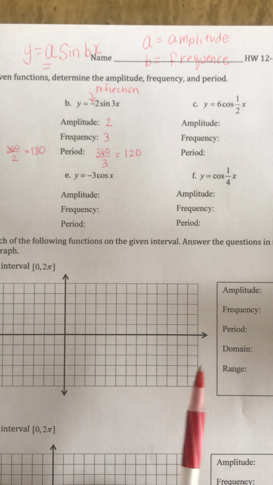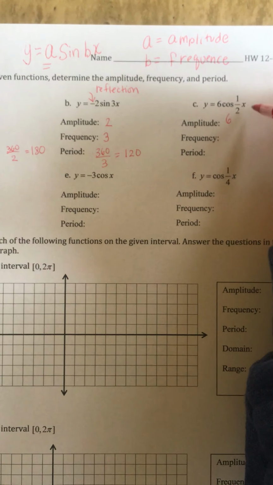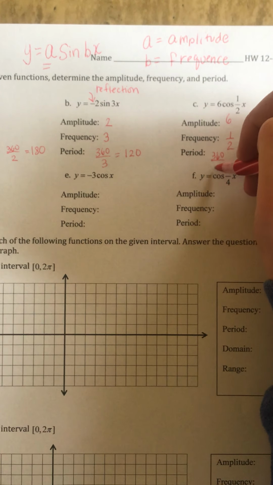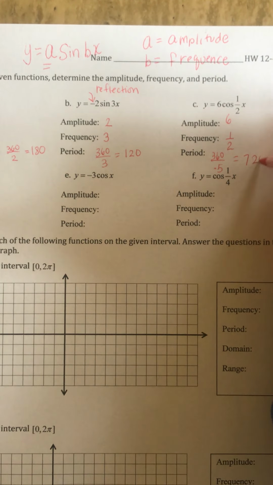Okay, we're going to move on to C. We have our amplitude, 6, frequency, 1/2. The period is 360 divided by 0.5, or 1/2, and you guys are going to get 720.